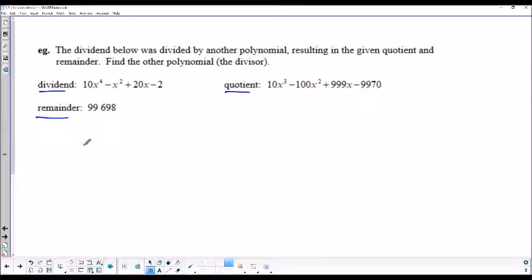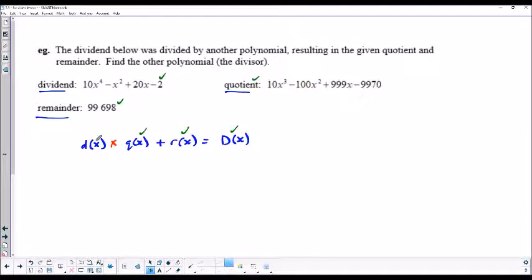So the division statement, remember, was the divisor multiplied by the quotient plus the remainder equals the dividend. Okay, so before putting all this stuff in, we've got the dividend. Okay, we've got that taken care of. We've got the remainder. We've got the quotient. So it looks like we're going to be looking for the divisor.